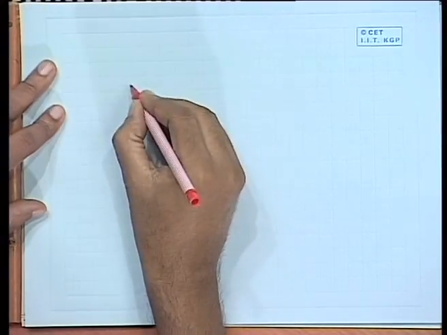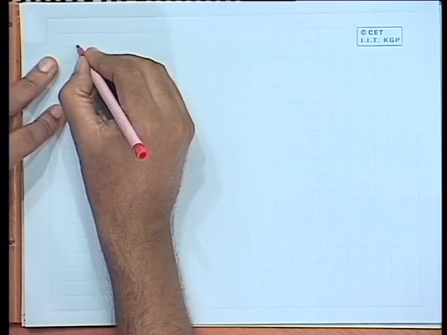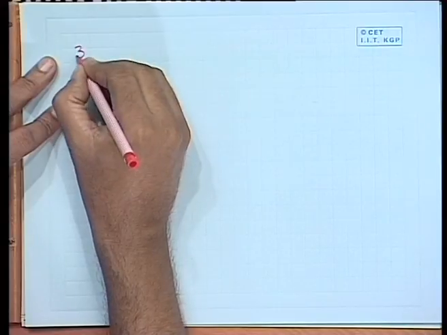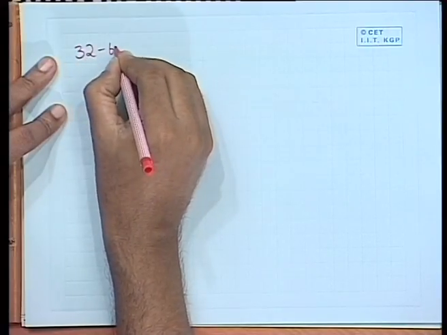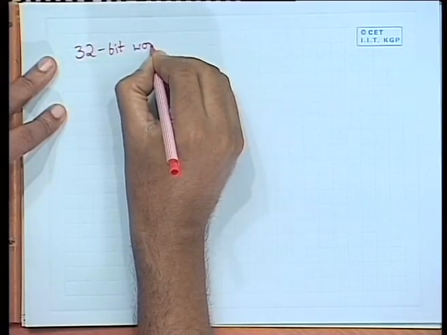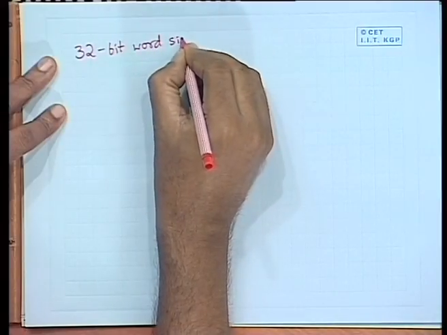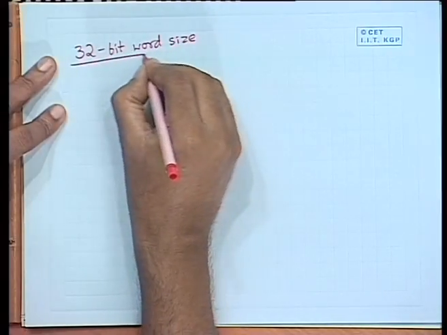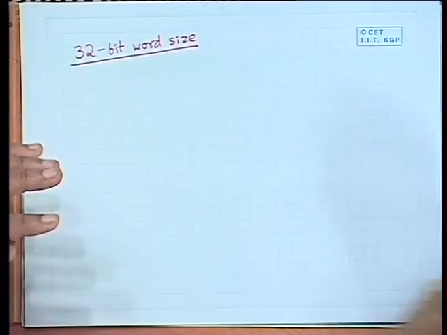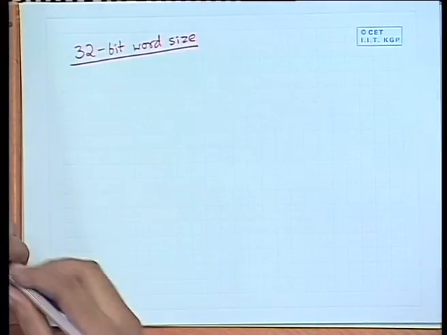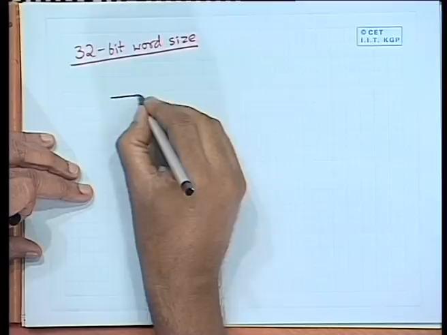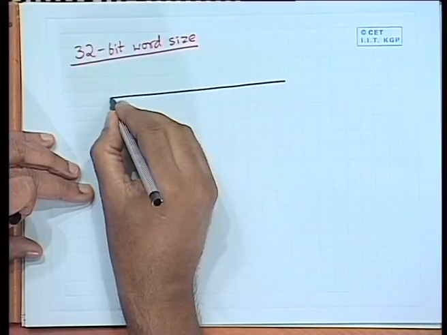First thing is that, say we take a typical example. We have a computer with 32 bit word size. We take a 32 bit word.